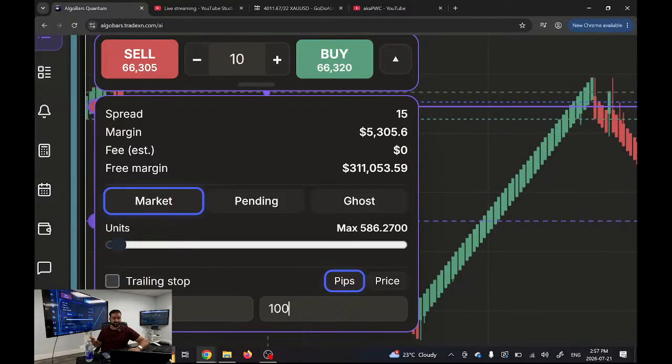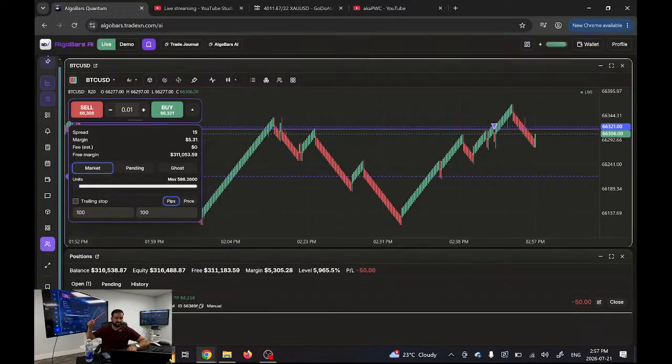Now let's say I do 0.01. That's going to be a very small trade, a $1 trade, and I can just increase it however I want. But let me show you guys one thing.